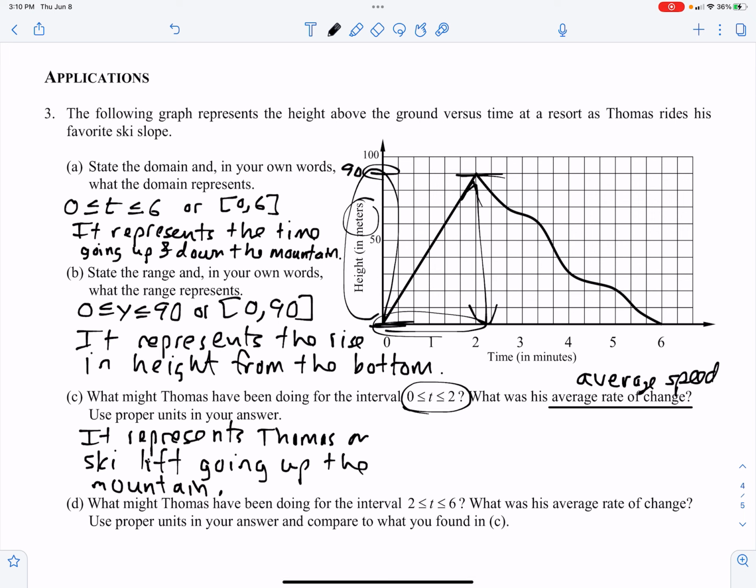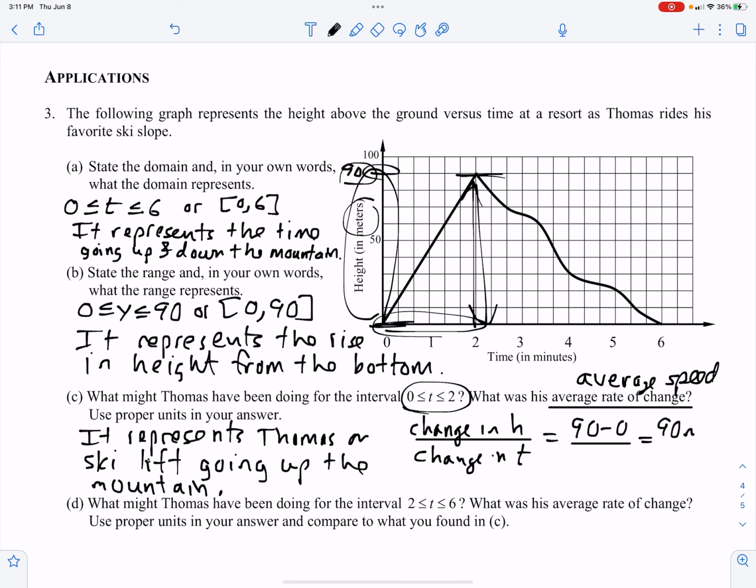So how do we do that? Well, it's the change in height over change in time. So the change in height would be a total of 90 meters. So 90 minus 0, which is 90 meters. Okay, and the change in time, well, that would be 2 minutes. So 2 minus 0, or 2 minutes. Dividing the two, we get 45 meters per minute.